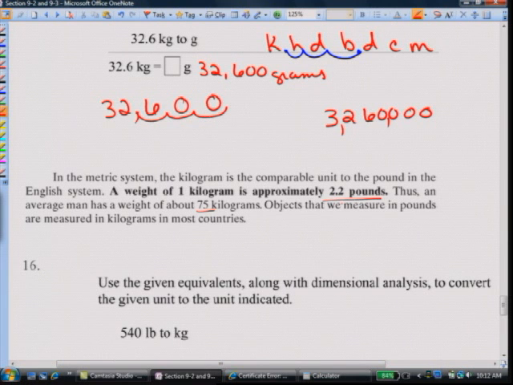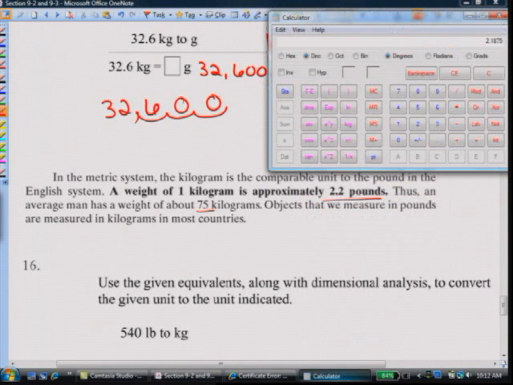Objects that we measure in pounds are measured in kilograms in most countries. And they say the average weight for a woman is 140 pounds. I have heard that. So if you do 140 and divide by 2.2, now you only weigh 63, which is so much nicer. But it's 63 kilograms.